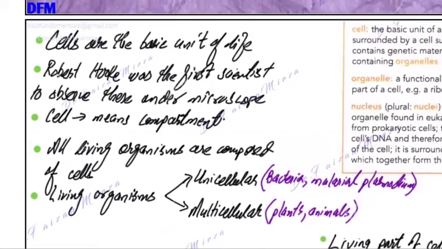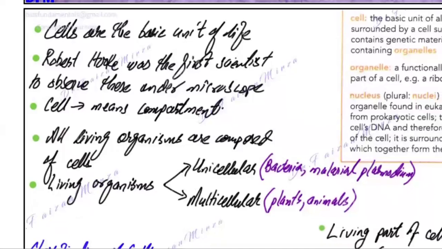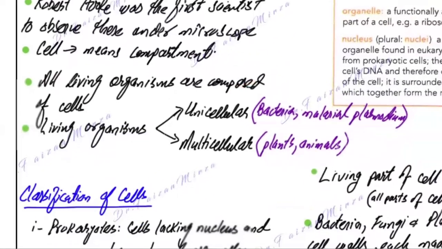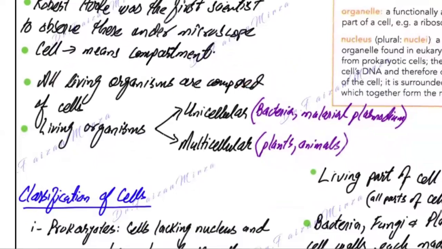Cells, we know they are the basic units of life. Robert Hooke was the first scientist to observe these under a light microscope, and he actually told the world about the cells and the term cells. This term that he used actually means compartments. All living organisms are composed of cells. There were various other scientists apart from Robert Hooke who contributed to the cell theory, and eventually all that knowledge builds up to the present day.